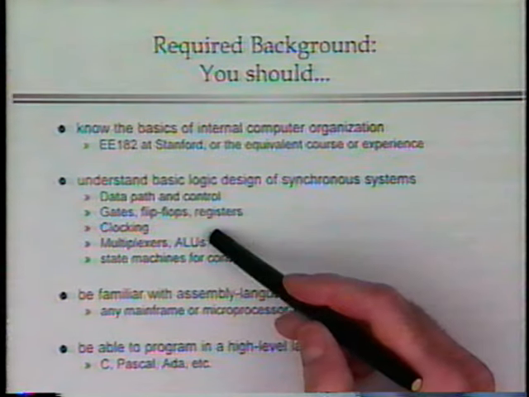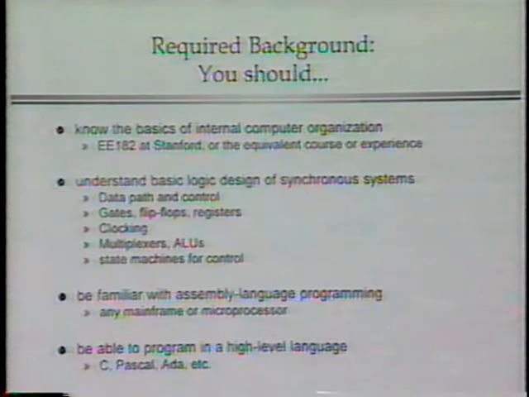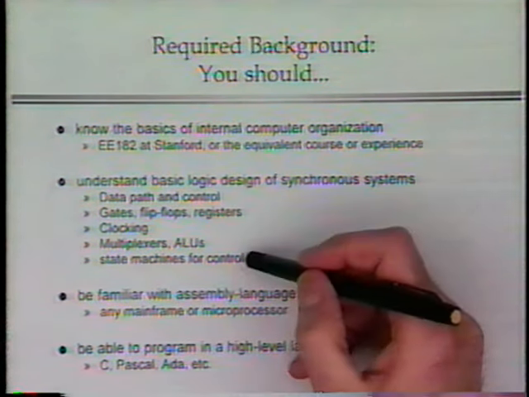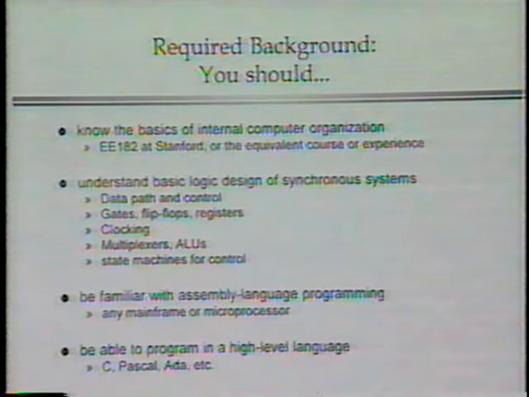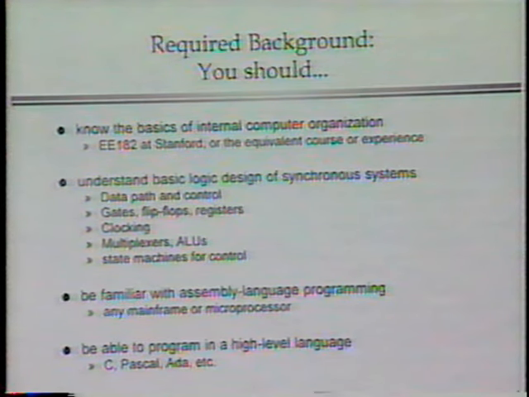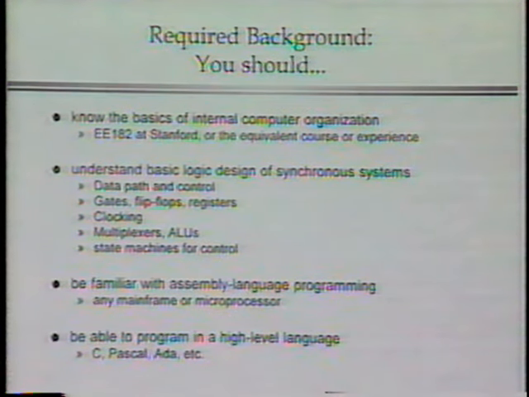Understand how multiplexers and ALUs work for moving data around and computing on data, and what a state machine is, how one takes that assembly of wires and flip-flops and sequences it through a series of operations that has a desired result. Now, you don't need to be able to design your own computer. You just need a familiarity with how those things work in general.